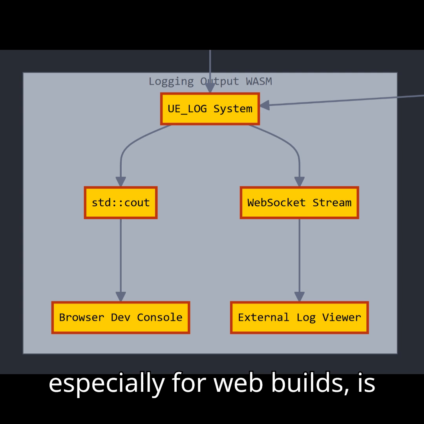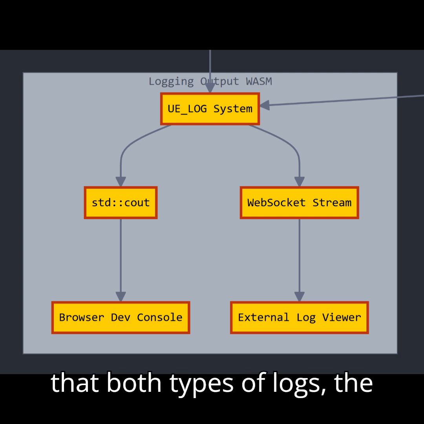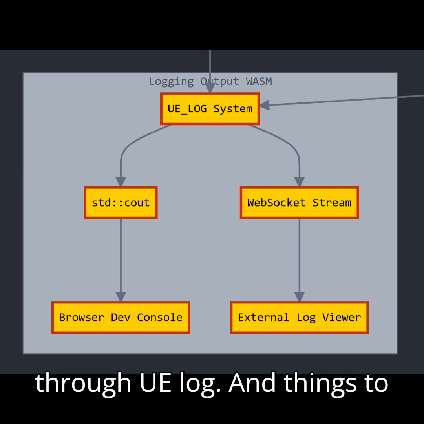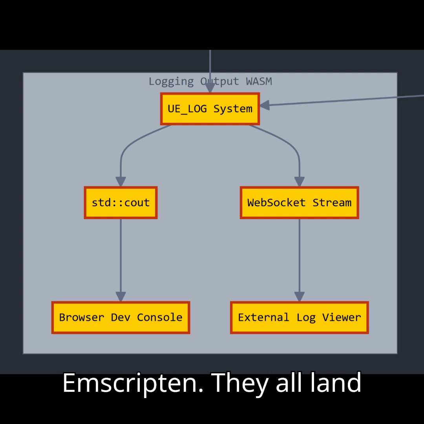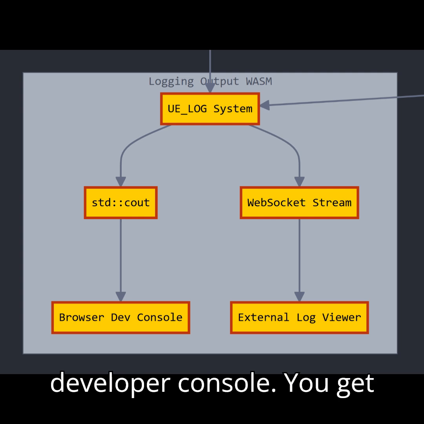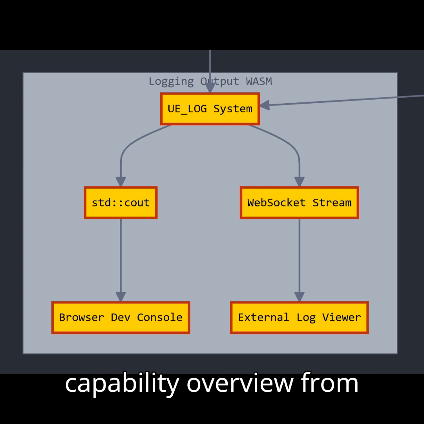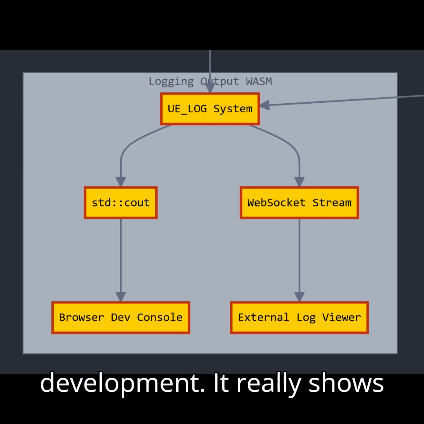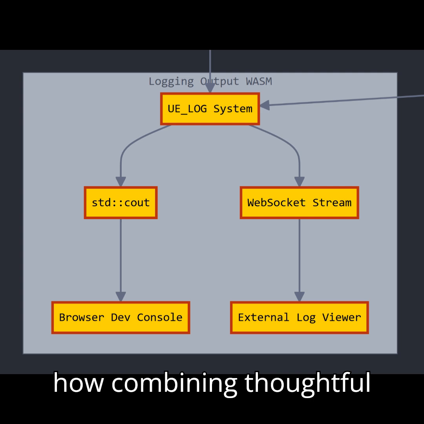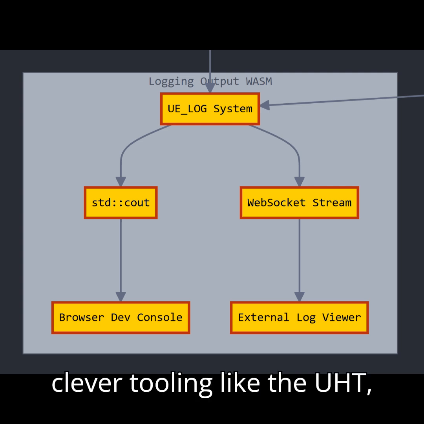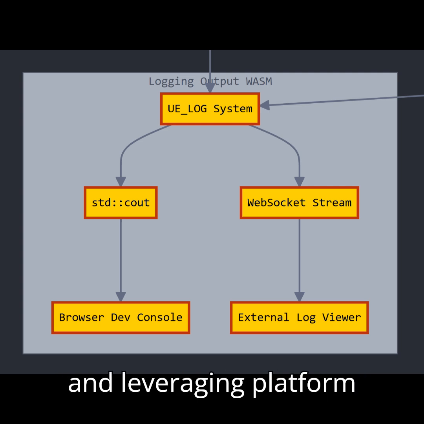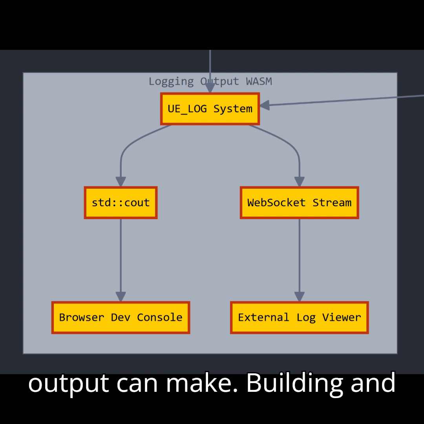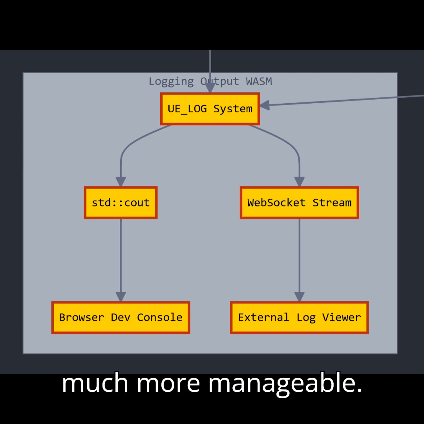And the key synergy, especially for web builds, is that both types of logs, the high-level event ones and the low-level trace ones, funnel through UE log, and thanks to Emscripten, they all land directly in the browser's developer console. You get this layered debugging capability, overview from events, deep dives from traces, served up right where you need it for web development. It really shows how combining thoughtful architecture like events, clever tooling like the UHT, and leveraging platform features like WASM's console output can make building and debugging complex software much more manageable.